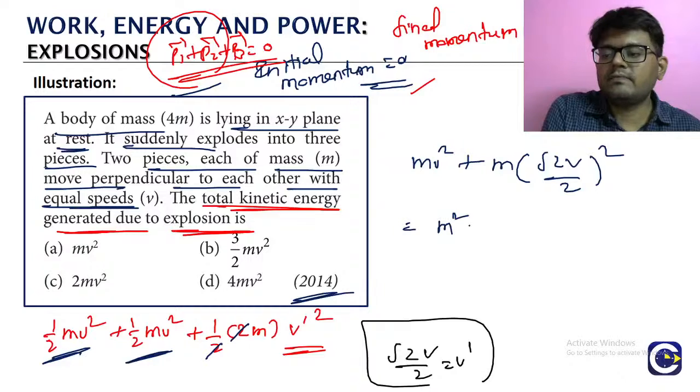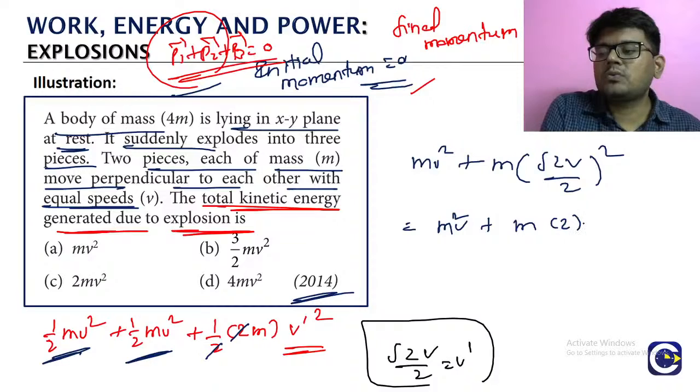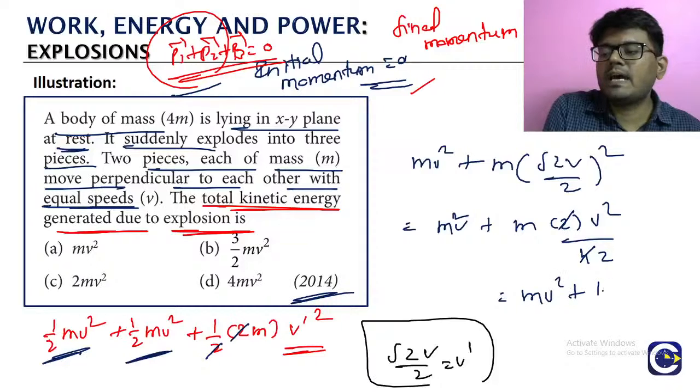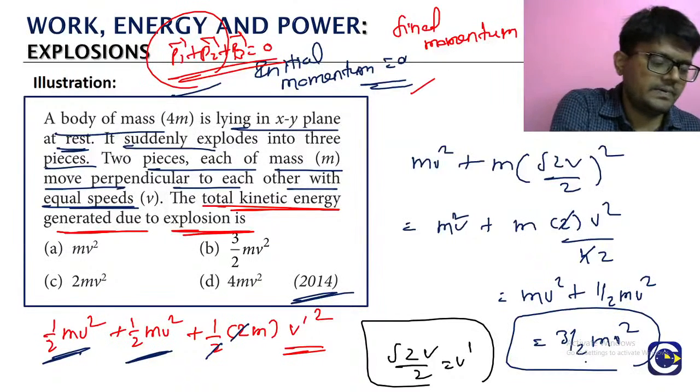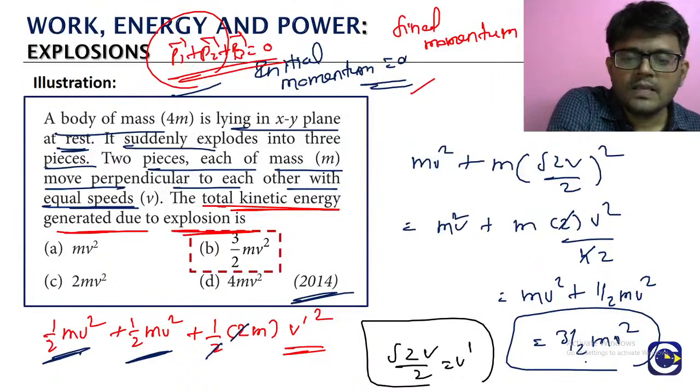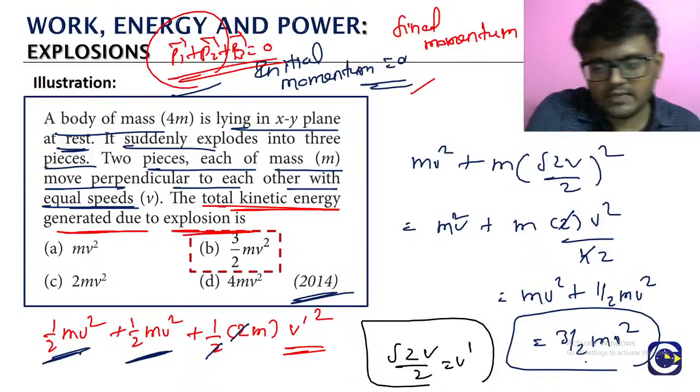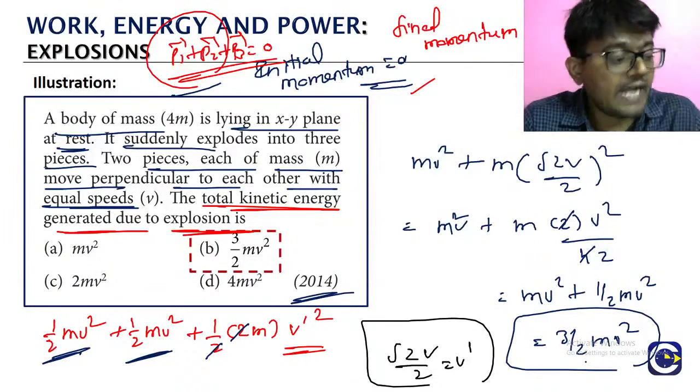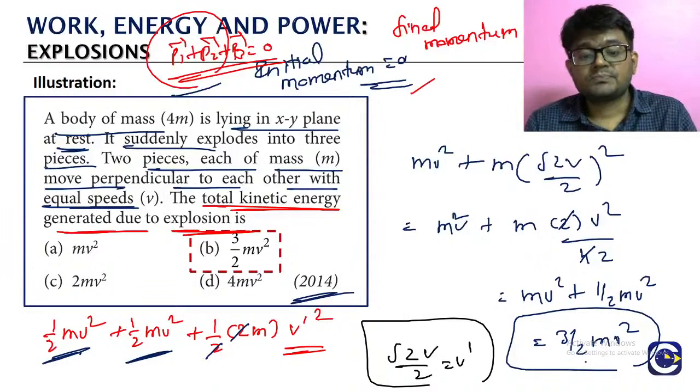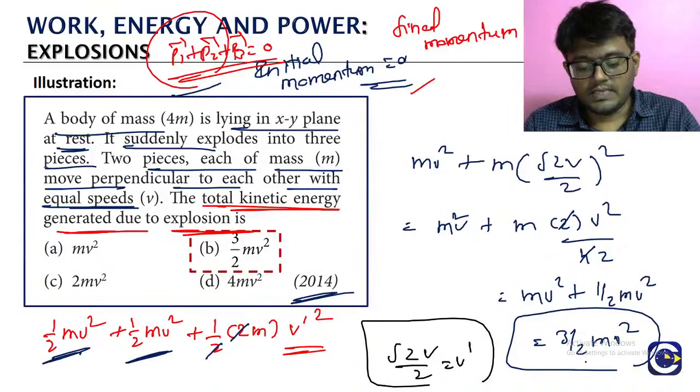பாருங்க, what is it? m v square plus m into root 2 v by 2 ஸ்கொயர் பண்ண என்ன வரும்? 2 வரும். So பாருங்க, what is it? m v square plus half m v square. இது என்னது? பாருங்க, what is the answer? 3 by 2 m v square. Okay, so this is the kinetic energy generated due to the explosion. Okay வா?